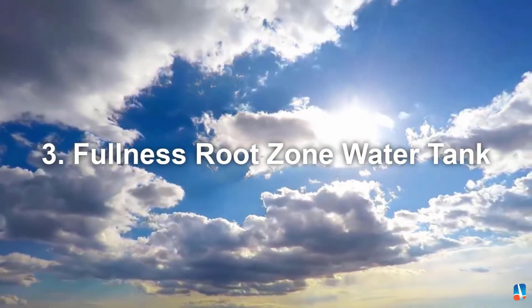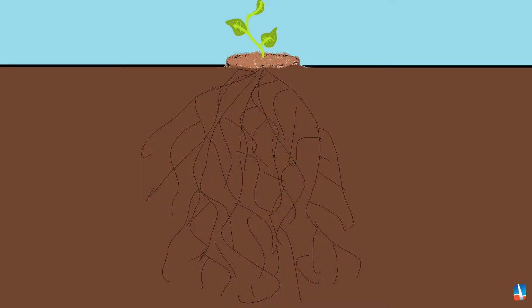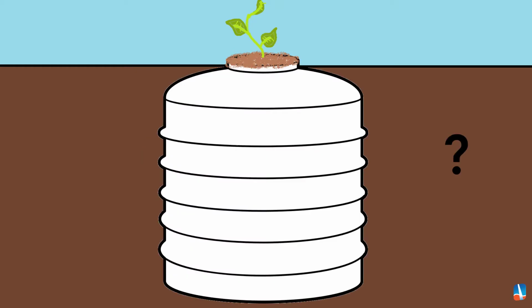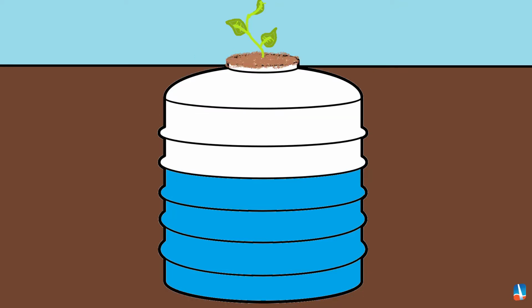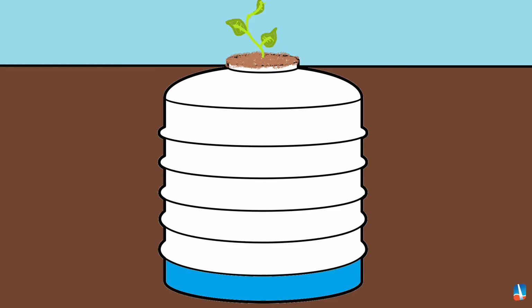Number 3, fullness root zone water tank. Imagine the root zone is a water tank. How much of the tank is filled with water? The fullness root zone water tank shows the percentage of water in the tank. At 100%, the root zone is completely full at field capacity, which means the root zone cannot take any more water. If you irrigate more, the soil starts spilling like a tank that is overflowing. For your field, you want 40 to 60% of your tank filled with water, depending on the drought sensitivity of the crop. If the fullness is low, we advise you to irrigate to fill the water tank of your root zone.